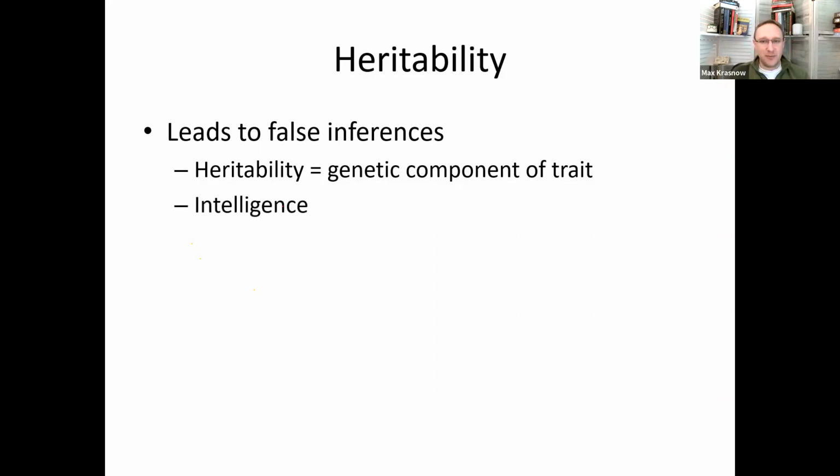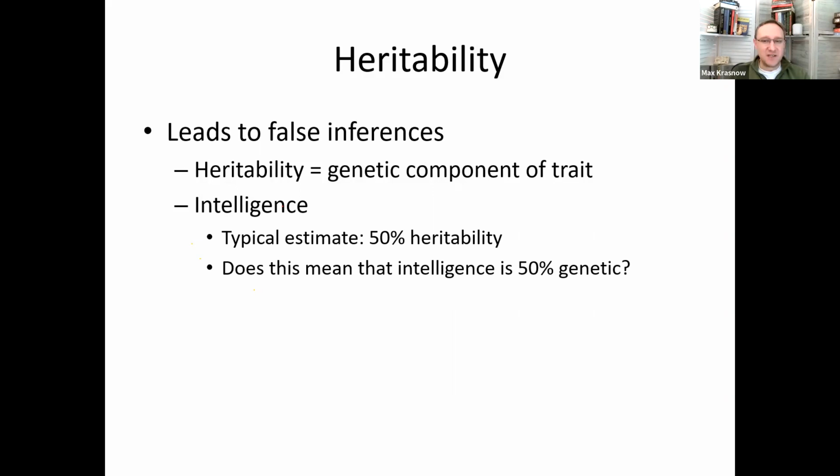Like intelligence, for example. Most estimates of heritability in intelligence put it around 50%. Does that mean that intelligence is 50% due to genes and 50% due to the environment? Think about the intelligence of the smartest person you know. Say this is a bar graph where height is intelligence. And the taller the bar graph is, the smarter that person is. And so think about that bar representing the absolute smartest person you know.